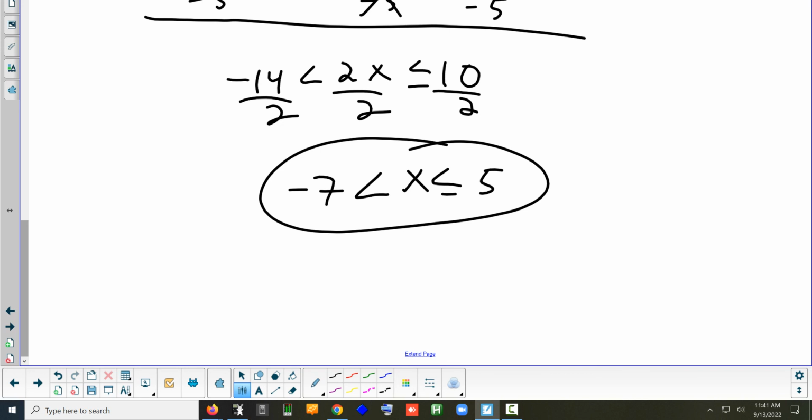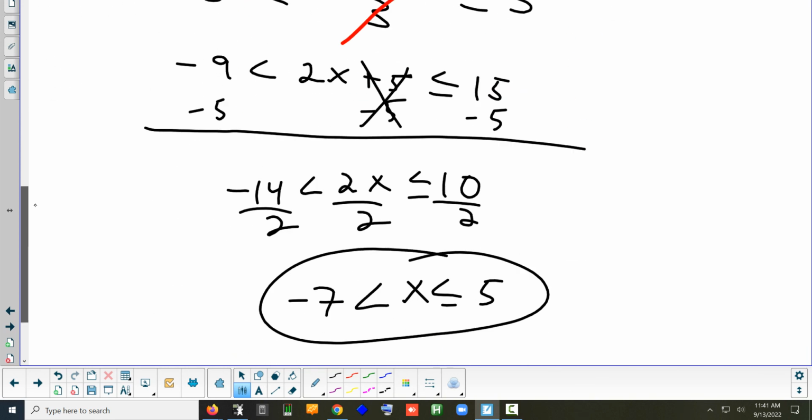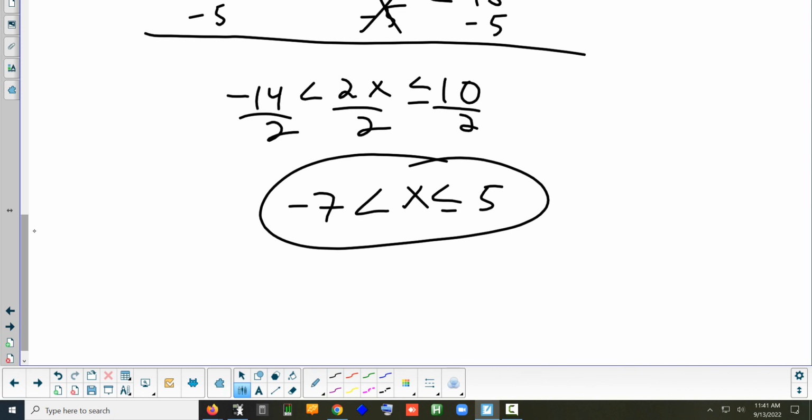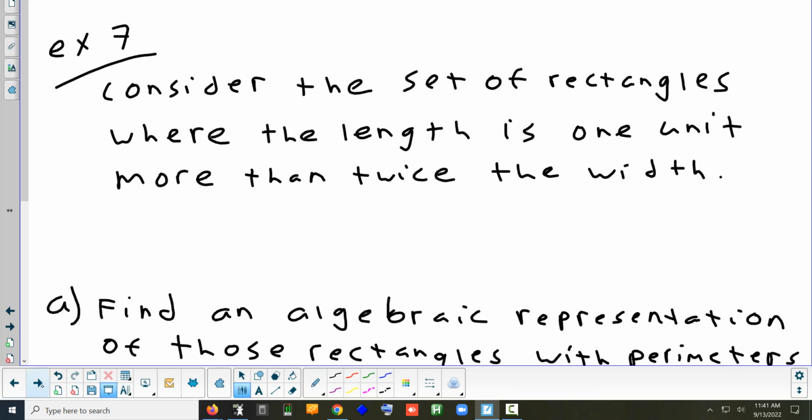Okay, questions on that? Alright, and the sign shouldn't have flipped at all. No, because we multiplied by positive 3, and then we divided by a positive 2, so we never multiplied by a negative.